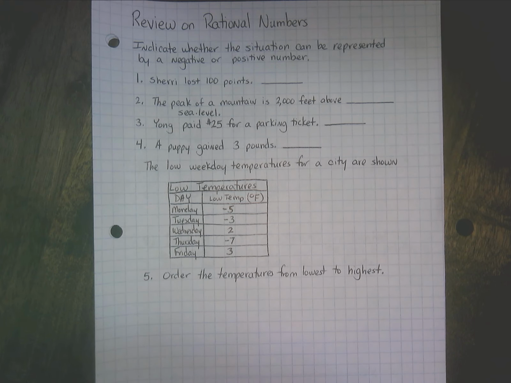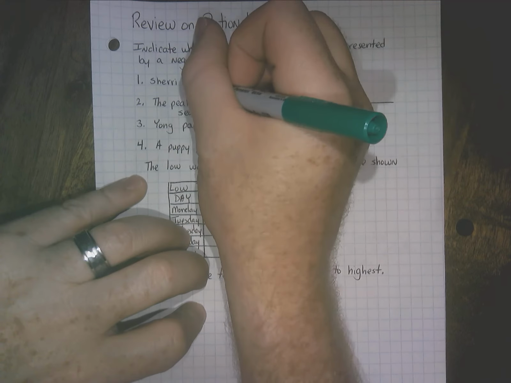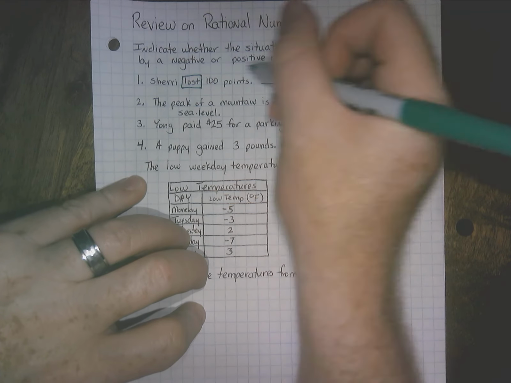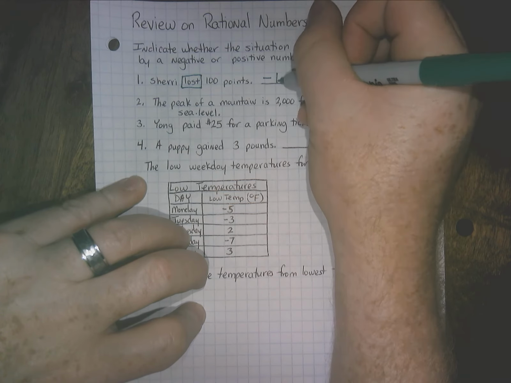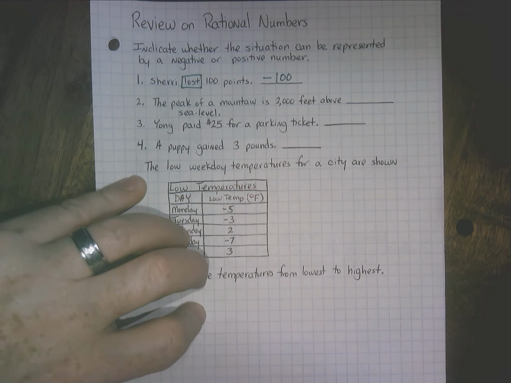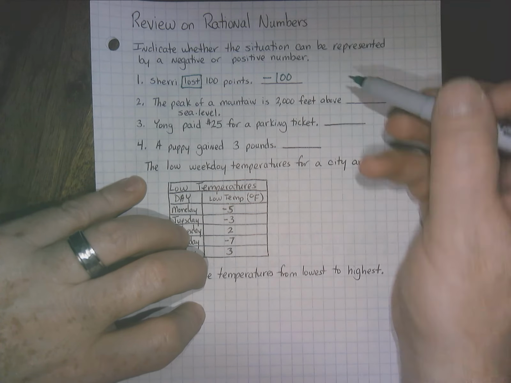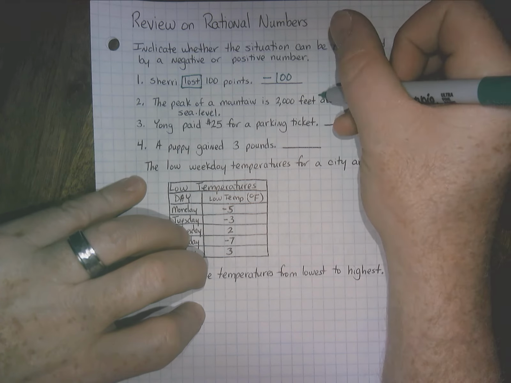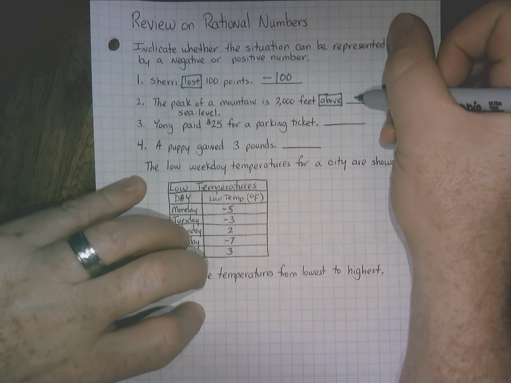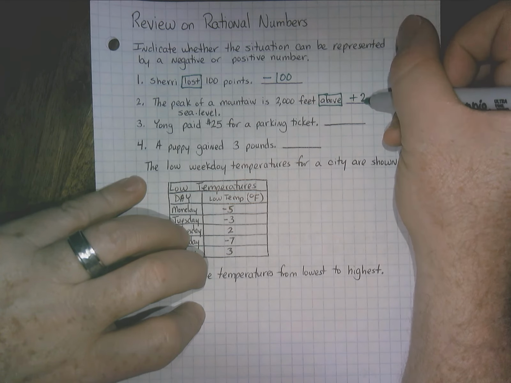So Sherry lost 100 points. Losing, that's the key word here, is going to indicate a negative number. So it's negative 100. The peak of a mountain is 2,000 feet above sea level. Key word here is above. That's positive. So this is going to be positive 2,000.